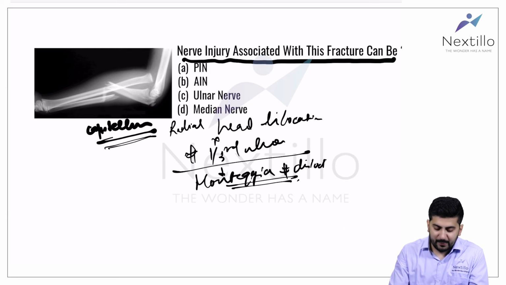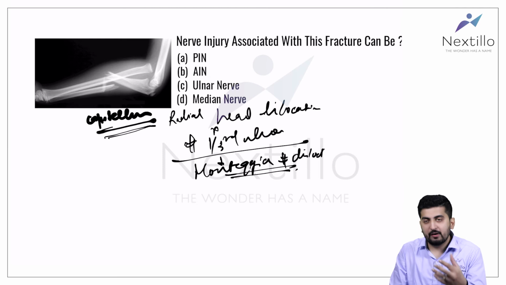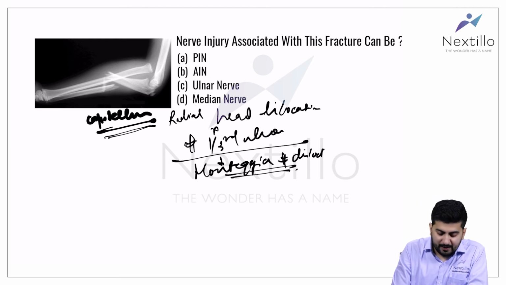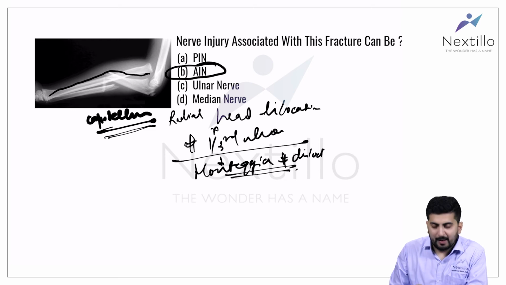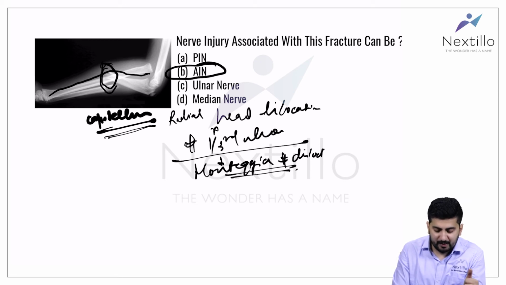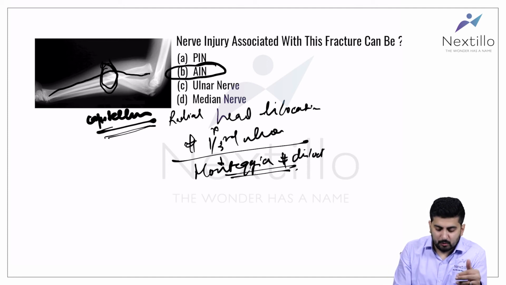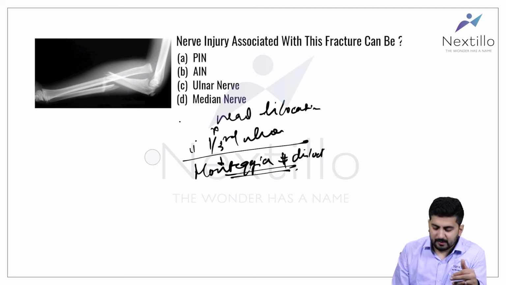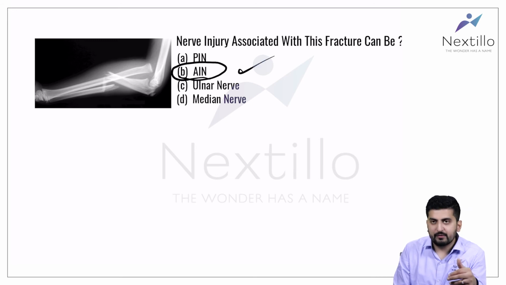Now, coming on to the second part of the question, the examiner wants you to tell which nerve can be associated with this fracture. Now, the anterior interosseous nerve, which is a branch of the median nerve, passes in the forearm, and its course is such that it can be impinged upon or damaged due to the fragment of the ulna, which is dislocating anteriorly in this case. So the best option in this case should be the anterior interosseous nerve.